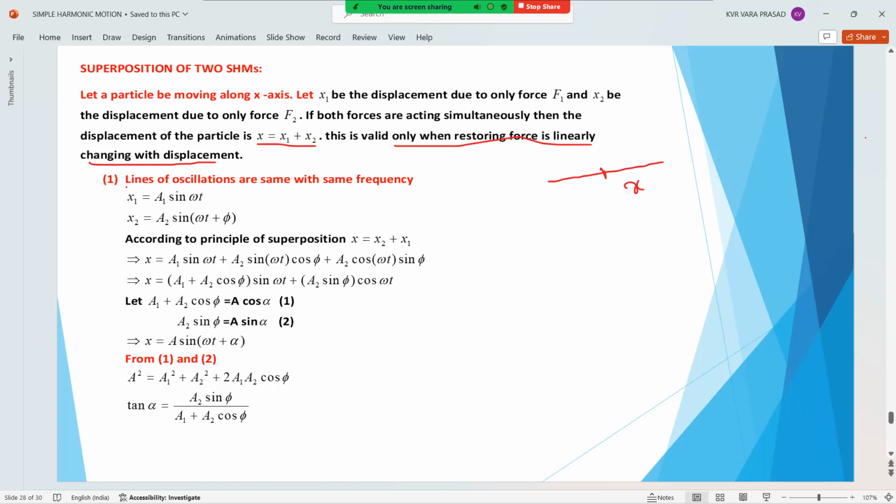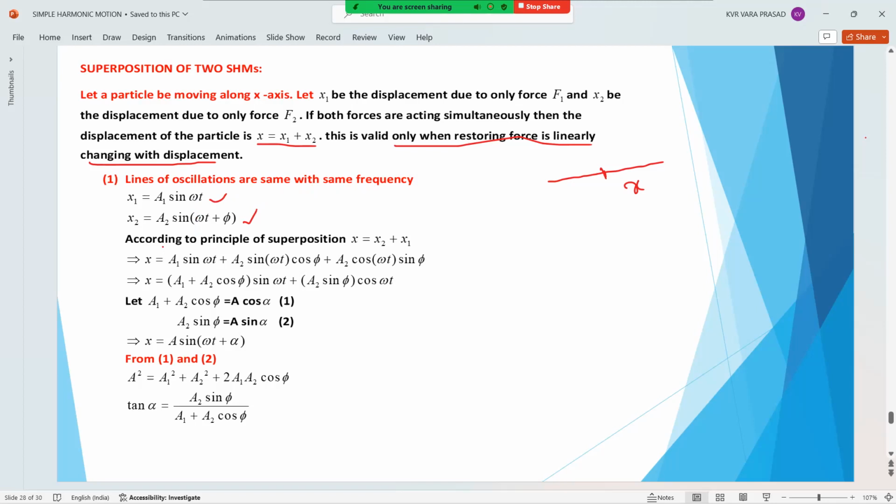Case 1: lines of oscillation are the same, with the same frequency. That means due to F1 the particle moves along the x-axis, and due to F2 the particle also moves along the x-axis only. That is the meaning of lines of oscillation being the same. And the frequency is the same. You can see here omega and this also omega, that means frequency equal to omega by 2π. So both have the same frequency.